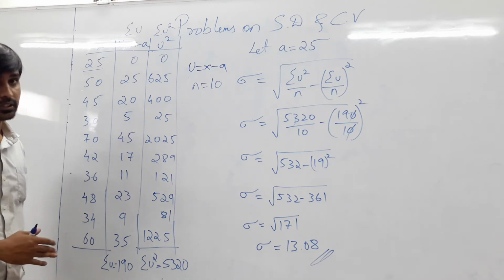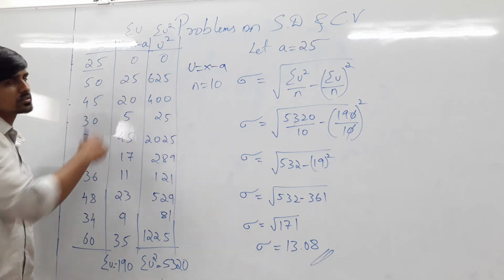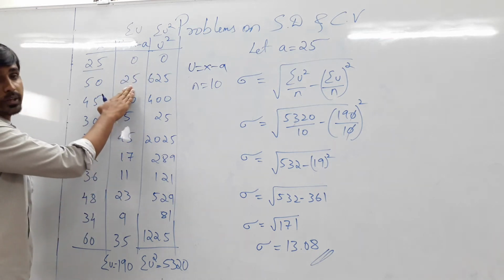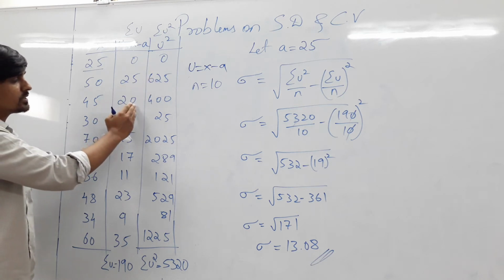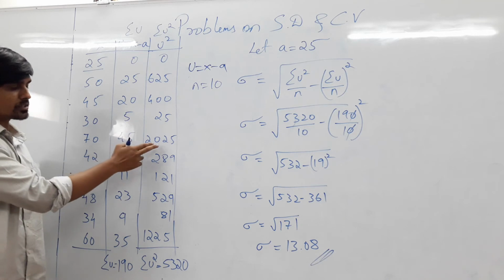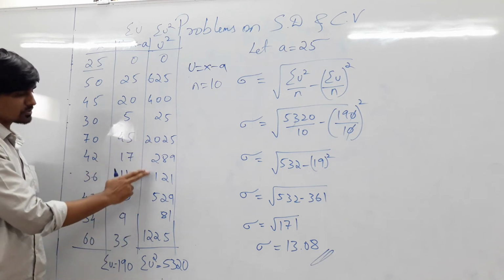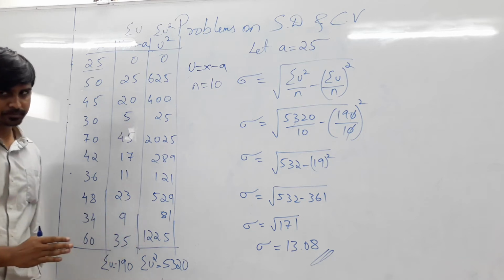Now what? You have to square these numbers once again. 0 square is 0. 25 square is 625. 20 square is 400. 5 square is 25. 45 square is 2025. Similarly, all the numbers you have to square and write it.